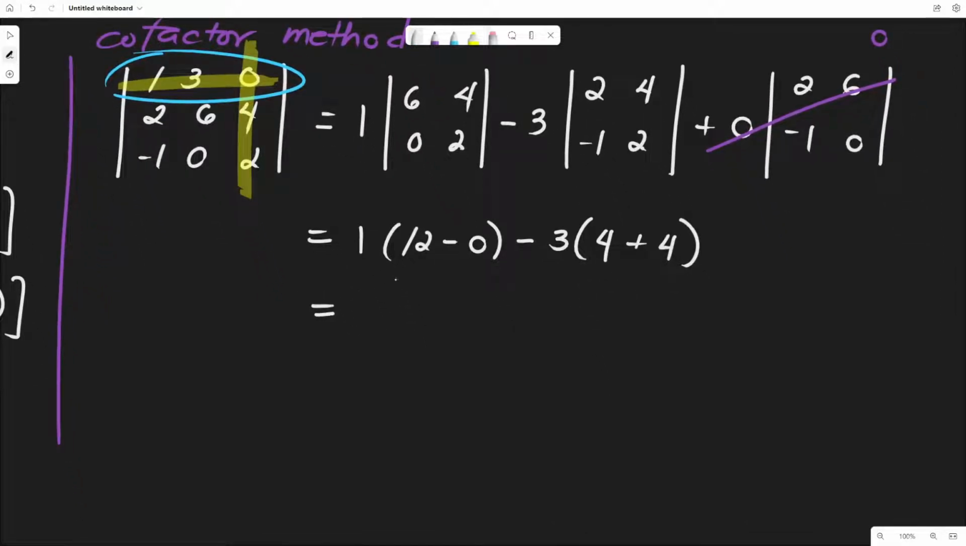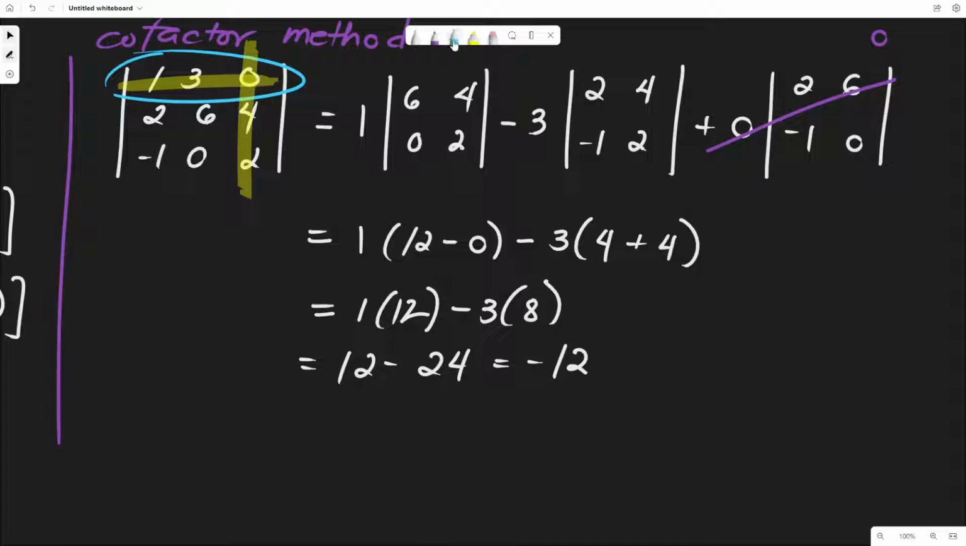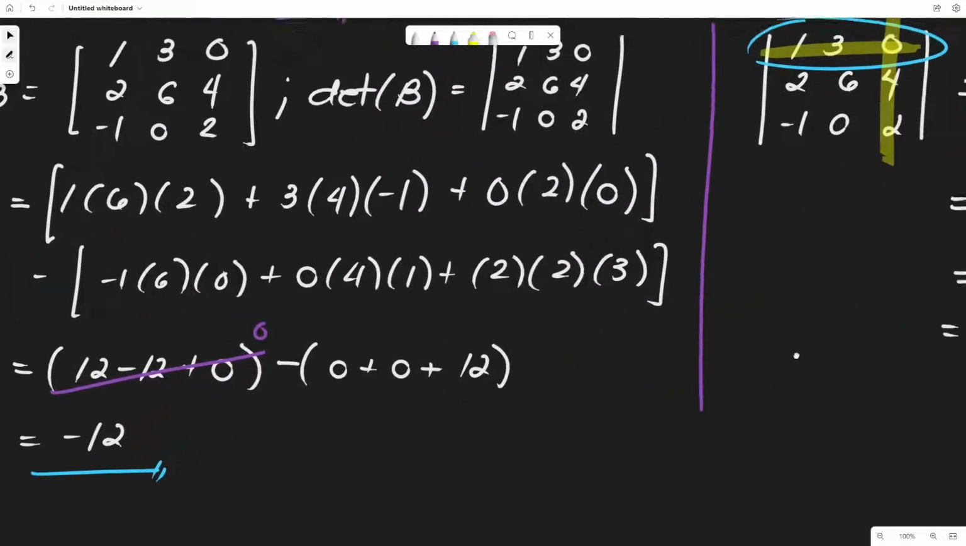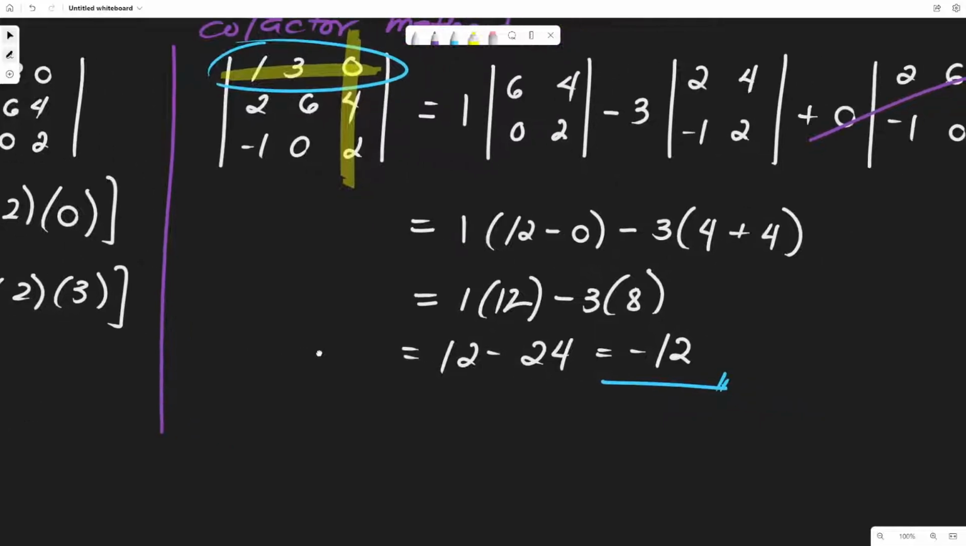So, we have here 1 times 12. No? Ito yan. And then, minus 3 times 8. So, obviously, this is 12 minus 24. So, our answer is negative 12. Okay? So, did we get the same answer? Yeah. So, yes, we got the same answer, no? So, this is the cofactor method.